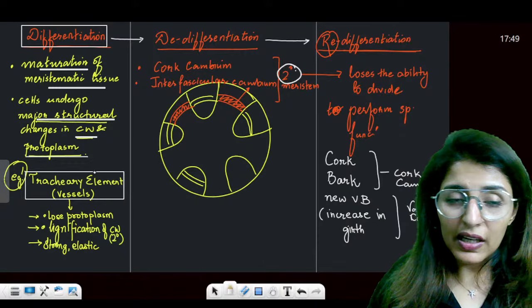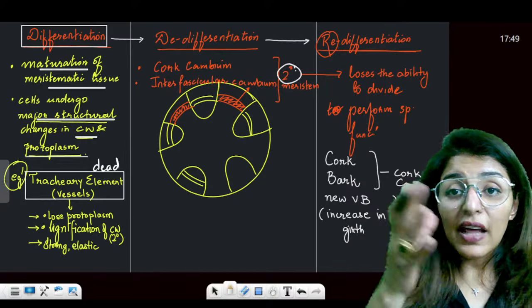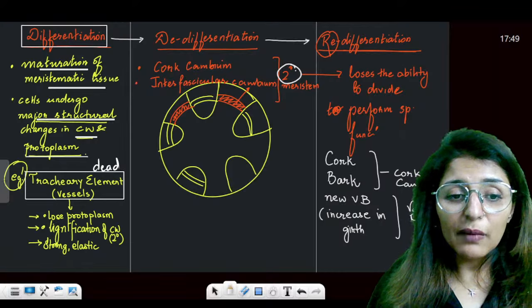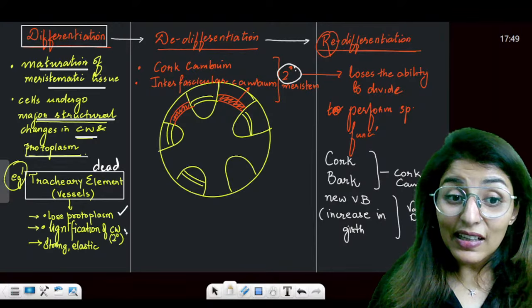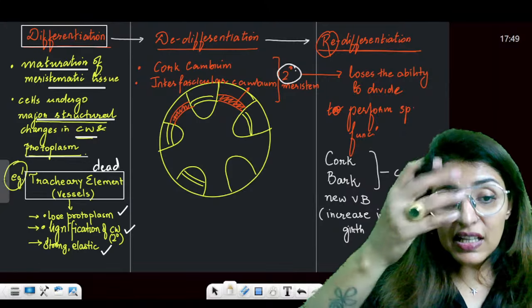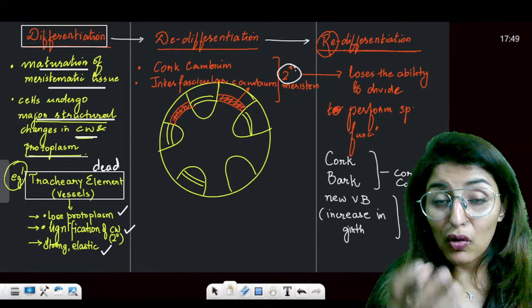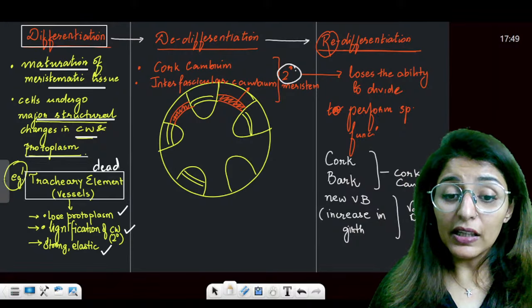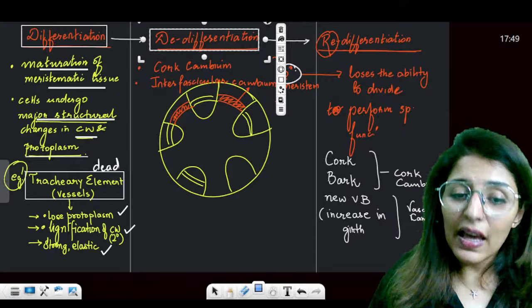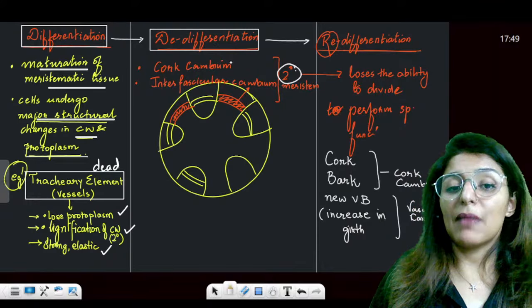So we know that tracheids are dead in nature, right? So they die when they are maturing. They become dead. So why do they become dead? Because they lose their protoplasm. Then lignification takes place, and they become strong and elastic. So see, these are all changes which a cell is undergoing for the sake of maturation, for performing a specific function. Then, in case of need, the differentiated cell can become undifferentiated again and become meristematic.